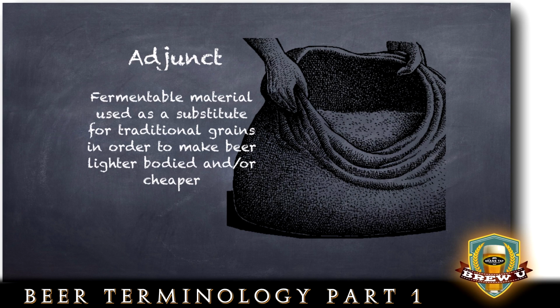Which brings us now to adjunct. Fermentable material used as a substitute for traditional grains in order to make beer lighter bodied and or cheaper. Now this is very similar to an additive, except that in most cases, adjuncts impact beer more negatively than additives do.